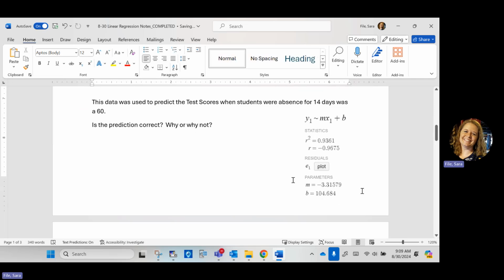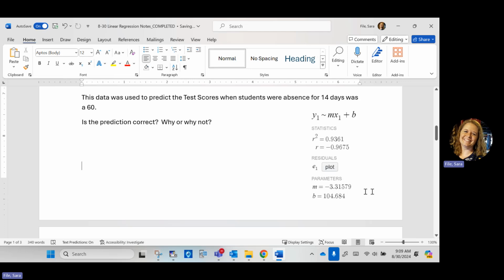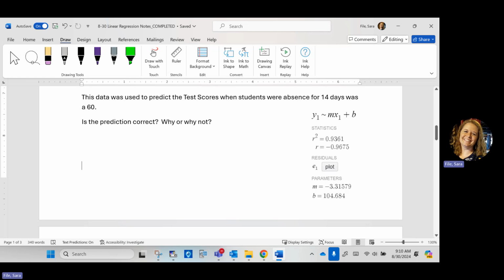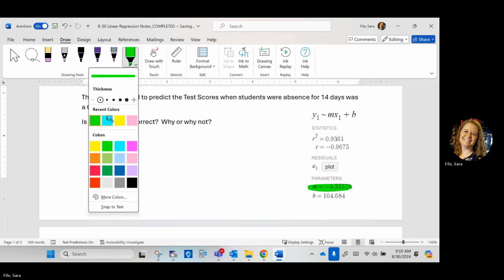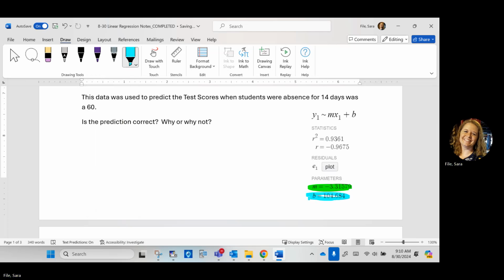from that data. Now, they say that they made a prediction that if there's 14 absences, the test grade would be a 60. So we're going to use what we found by doing the regression steps to find our own prediction and compare. I am looking at M and B, and I'm going to plug those in to write my equation.